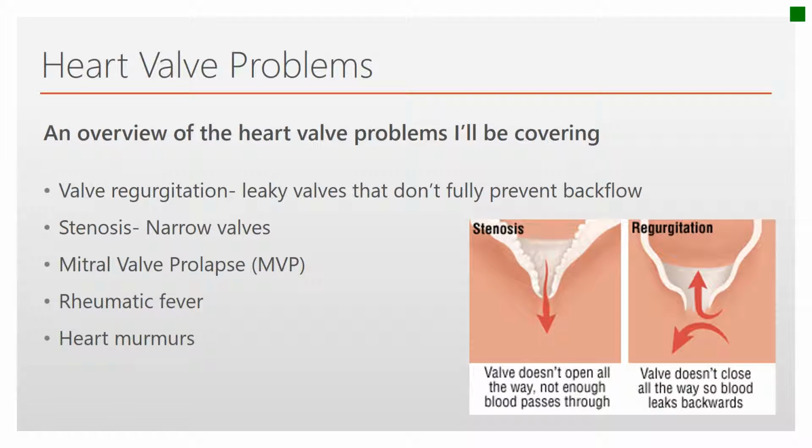So now we'll talk about heart valve problems. The problems that I'll be covering are valve regurgitation, which is a leaky valve that doesn't fully prevent backflow. Stenosis is the narrowing of valves, and then there's MVP, which is mitral valve prolapse. There's rheumatic fever, which causes some of these heart problems, and then we'll be talking about heart murmurs as well.